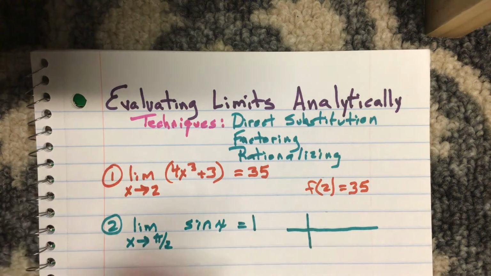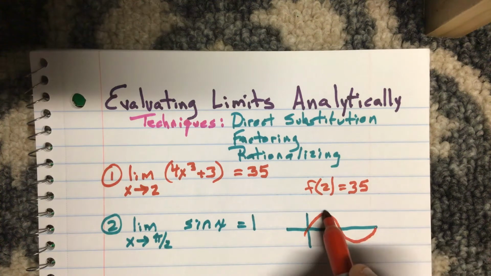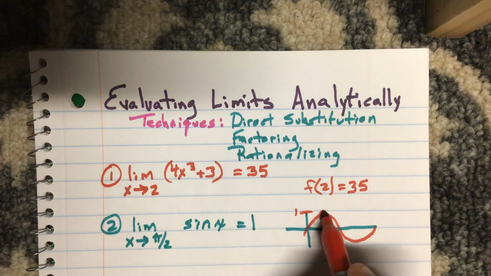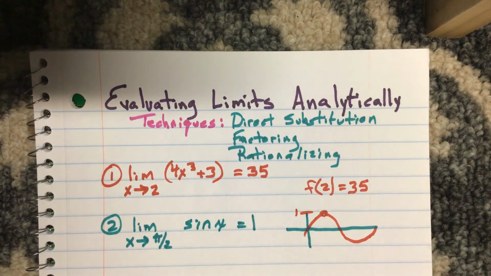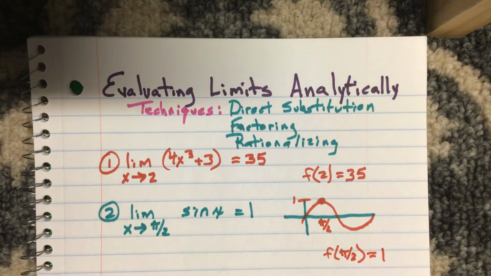Here's a sine wave, and this is pi over 2 right here. Is that 1? I can see that as x gets closer and closer to pi over 2, y gets closer and closer to 1. And in fact, it is 1. Another way of saying that is that f of pi over 2 is 1. Not only is it approaching, but it is 1. So that's called direct substitution.